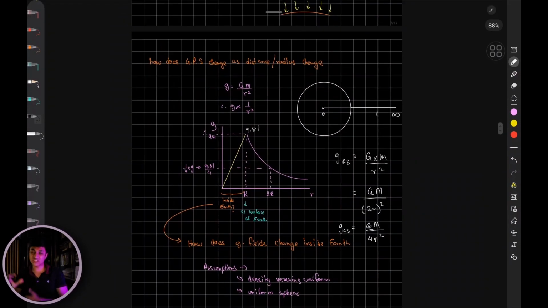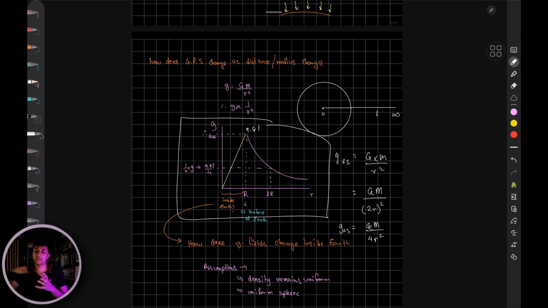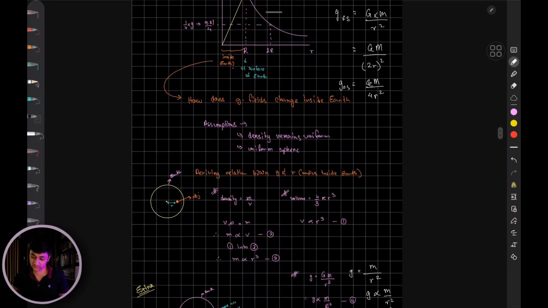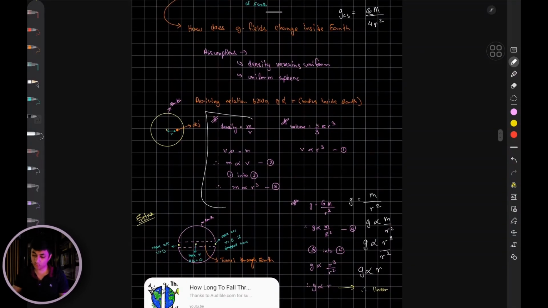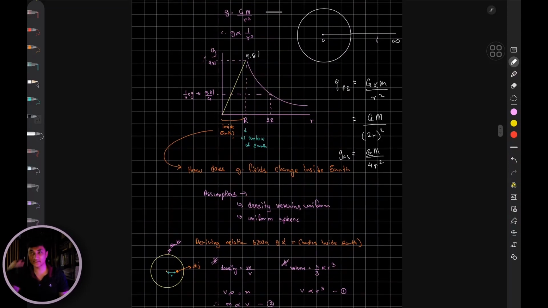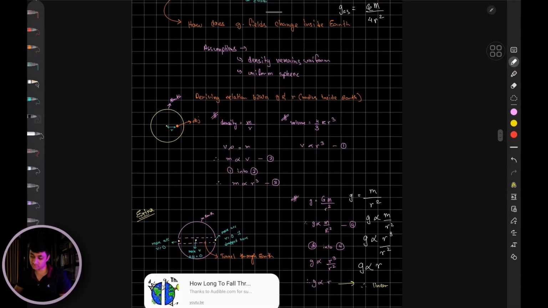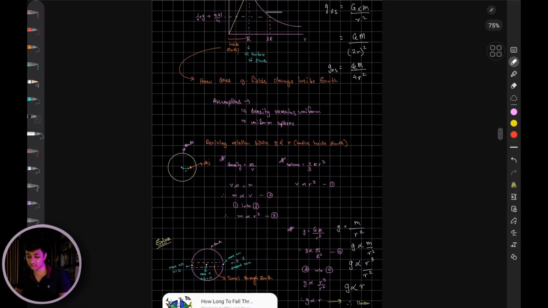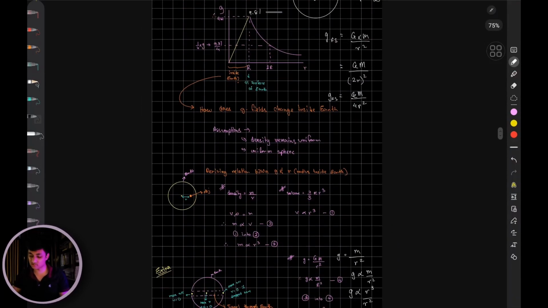Okay, so in general, for the gravitational field strength graph, what you just need to know is the shape of the graph, how it varies inside Earth and outside Earth. You don't need to know the derivation. They won't ask you to derive this shape inside the Earth, but it's good to know in case it comes handy in the exam or in general.